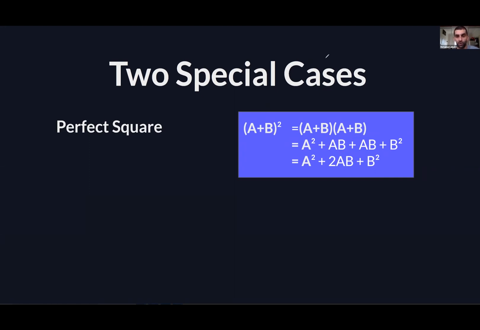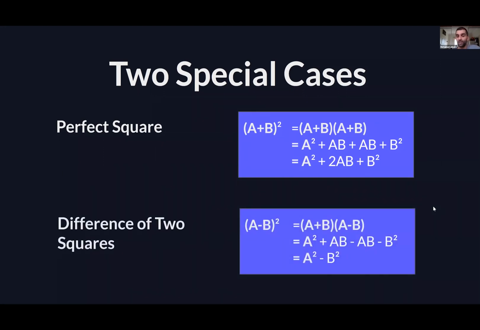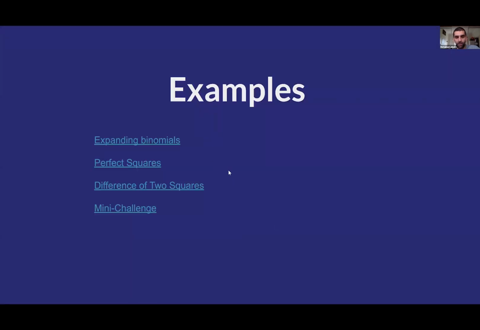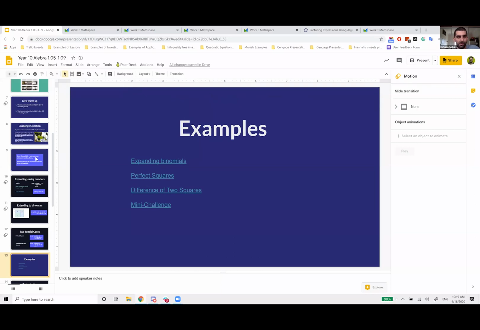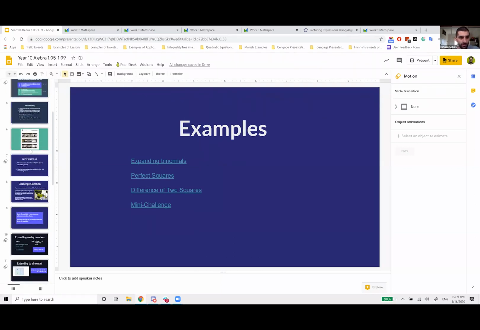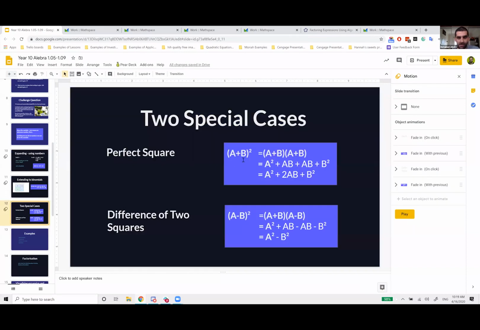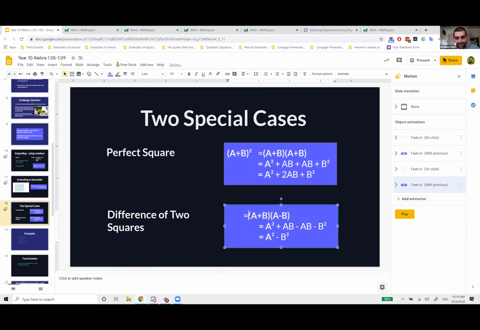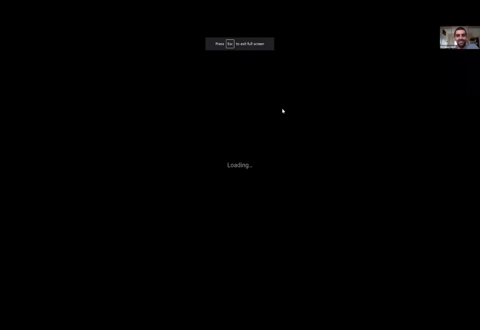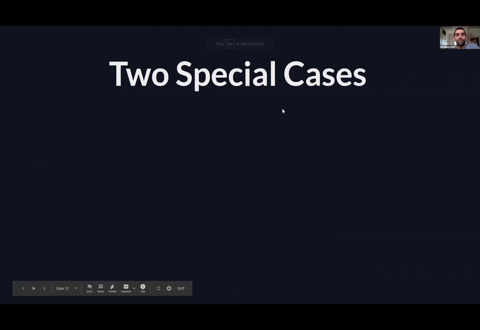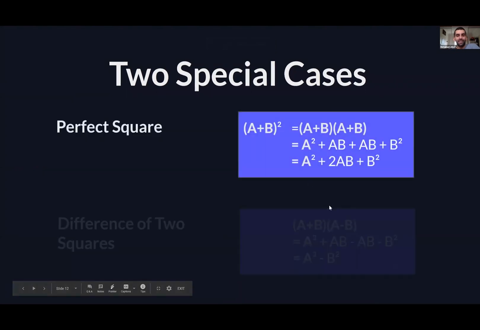The other special case worth noting is the difference of two squares. So see what happens here. Oh, that's actually incorrect. Let me fix that up on the fly. That is not a plus b squared. It's just a plus b times a minus b. All right, lucky I picked that up. Here we go, back to that case.